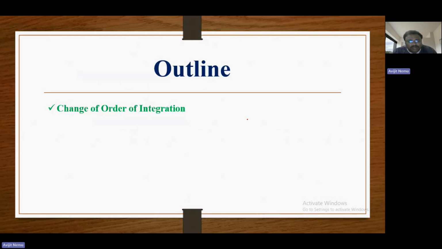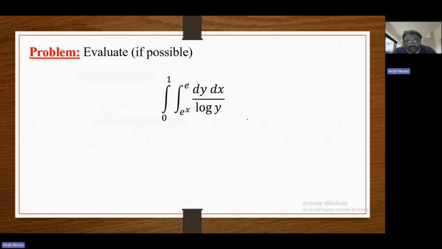To understand this technique, I'll first consider the conventional, that is, straightforward technique. From there, we'll see what the difficulty is in finding the value with the help of the conventional method. After that, ultimately, we'll use change of order of integration, and accordingly we'll find the value of the double integration. So here we have to find the value of this double integration.